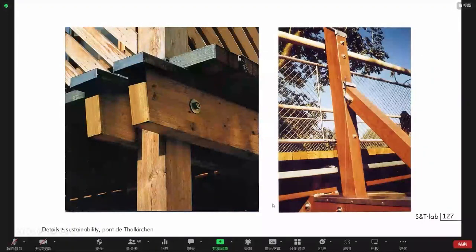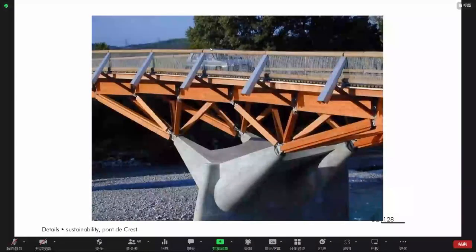In this example, you see that the connection with the river is made with another material, and that you also have protective elements that will be put on the structural system to protect it. And you also have a kind of container on both sides that will protect the element in some part against the rain. So that's clever design in terms of durability.